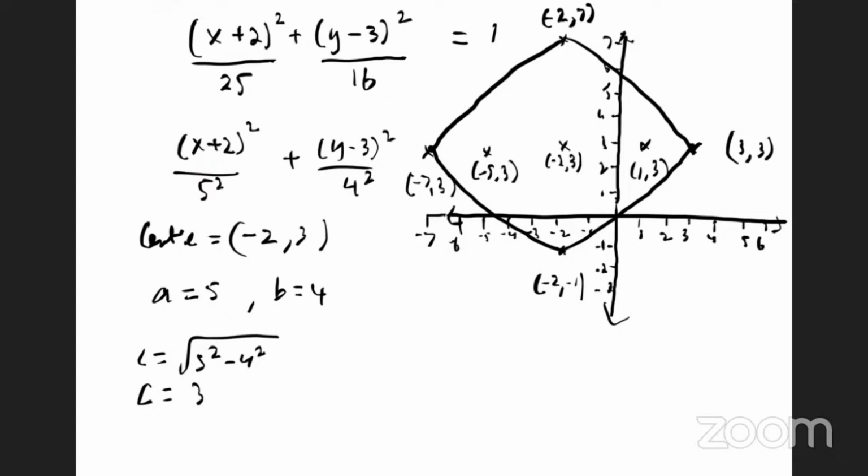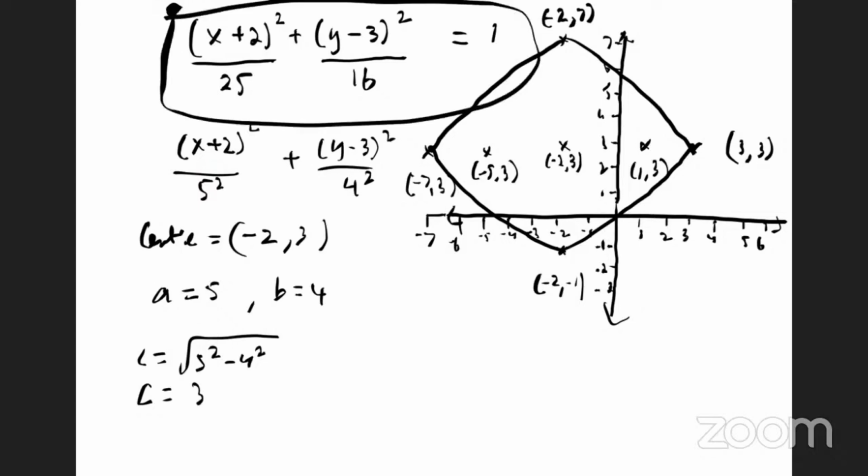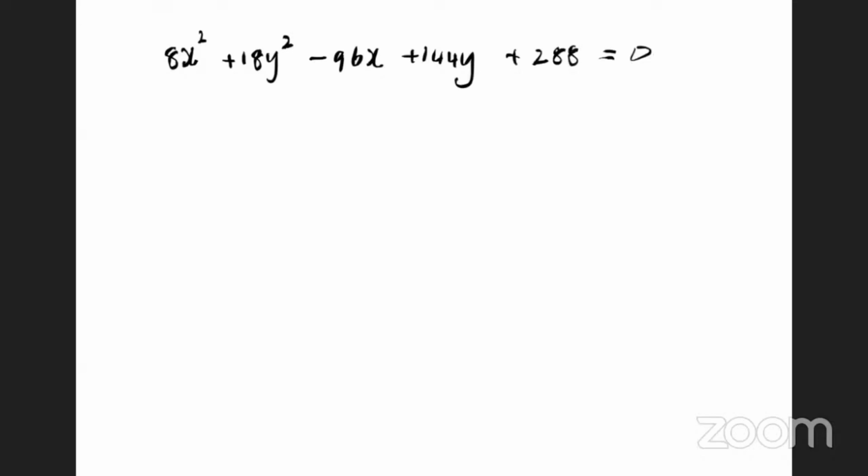All right, I want to give you one more form, right? Sometimes it doesn't look this nice. We had to get it in this form. This form is easy for us to read off, but sometimes it looks like this. Sometimes it's 8x squared plus 18y squared minus 96x plus 144y plus 288 equal to 0. What does that look like? It might look like a circle, but this value here and this value here is not the same. If they were the same, then it's a circle, right? Because you could divide everything by 8 or 18 or whatever.